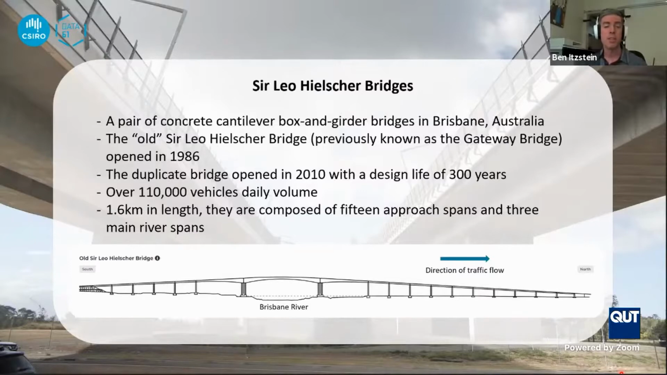So we were tasked by Transurban to do a pilot instrumentation of the old Sir Leo Hielscher Bridge at a critical section of the bridge around about here, where there's a lot of braking forces on the bridge deck as vehicles are heading downhill in the northerly direction before they're exiting. The whole bridge is about 1.6 kilometers long, and each of these spans is 70 meters. This bridge is geographically located crossing the Brisbane River, near the Brisbane Airport.